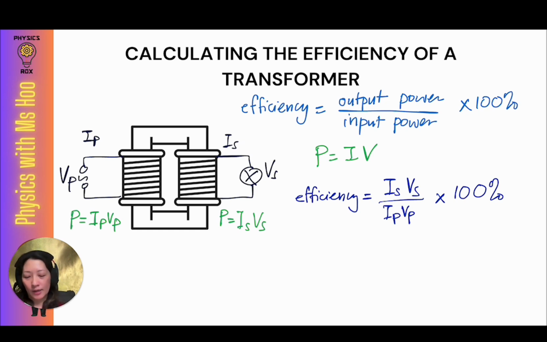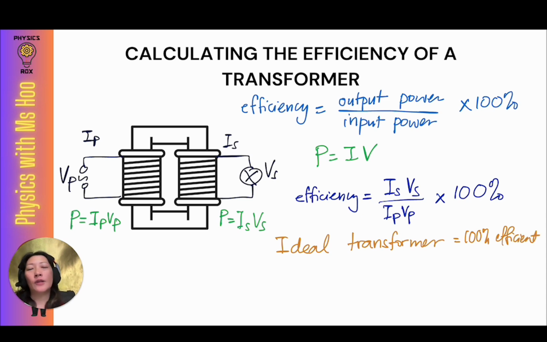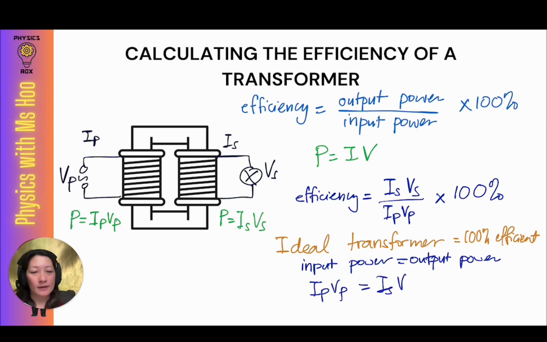Now, if you come across a question that tells you that the transformer is ideal, what is ideal? Ideal means the perfect situation, right? So an ideal transformer ideally should have no loss in efficiency. That means an ideal transformer is 100% efficient. So if the transformer is ideal, that means there's no loss of power. Therefore, the input power would be equal to the output power. That means IPVP equals ISVS.